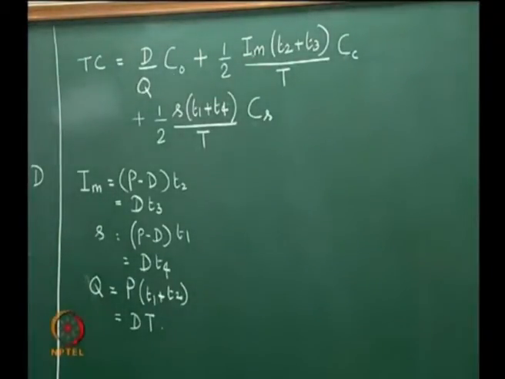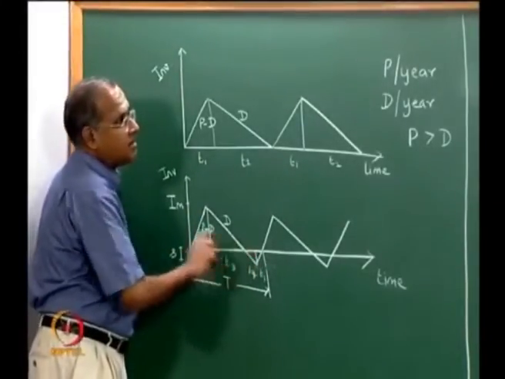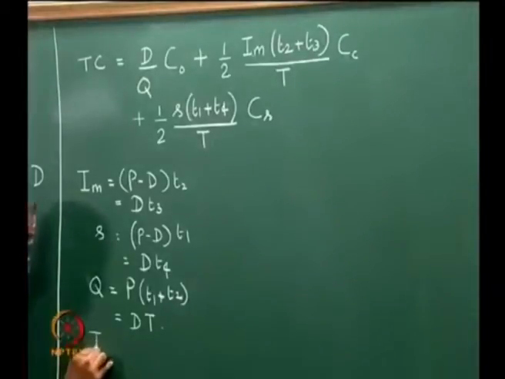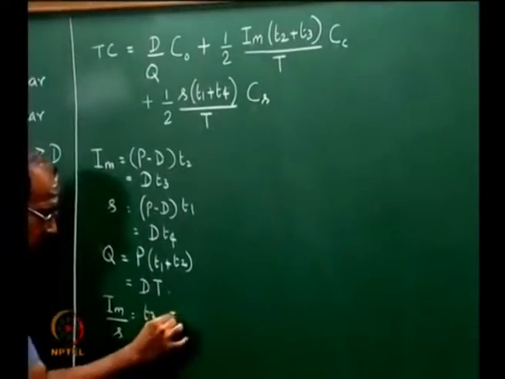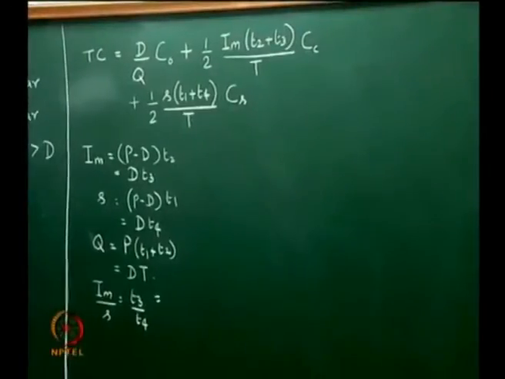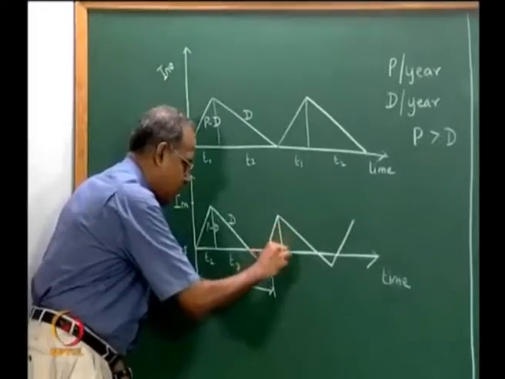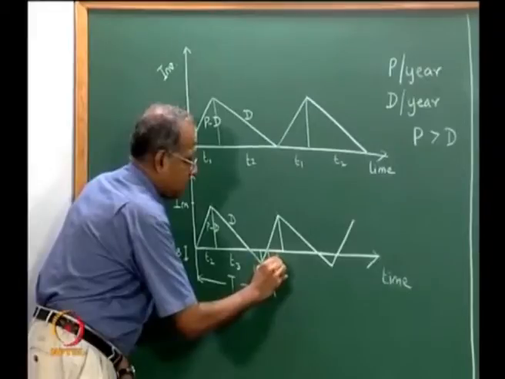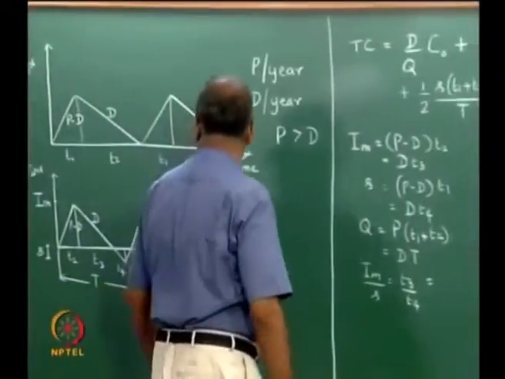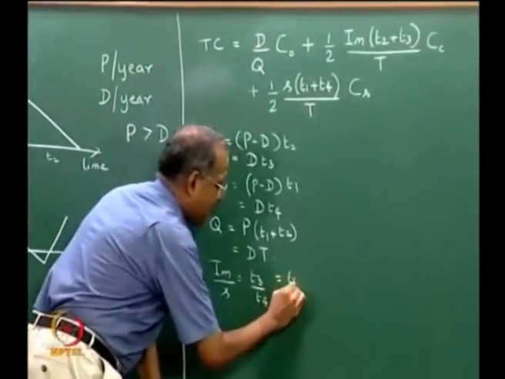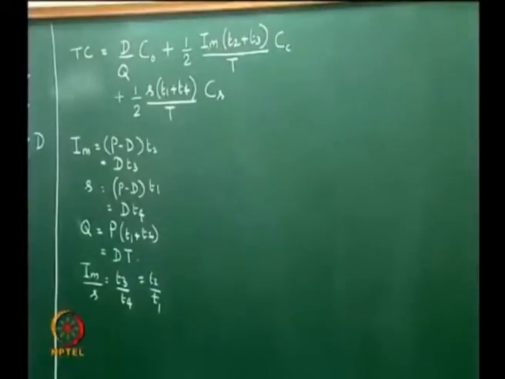And we also have, from similar triangles, this is Im, this is S. So, Im by S is equal to T3 by T4. Also, this is T1, this is T2. Once again from similar triangles, Im by S is equal to T2 by T1.